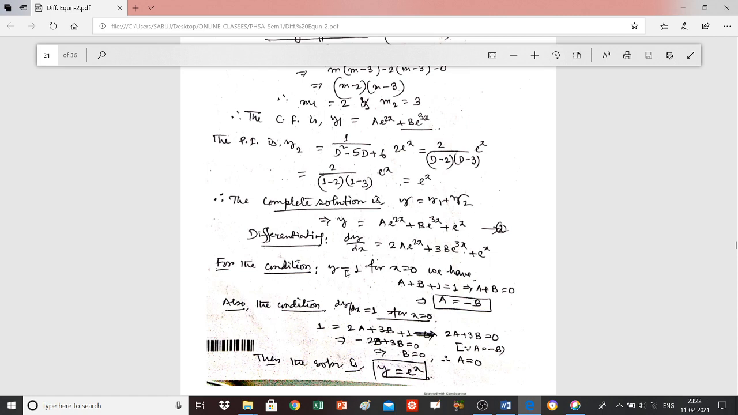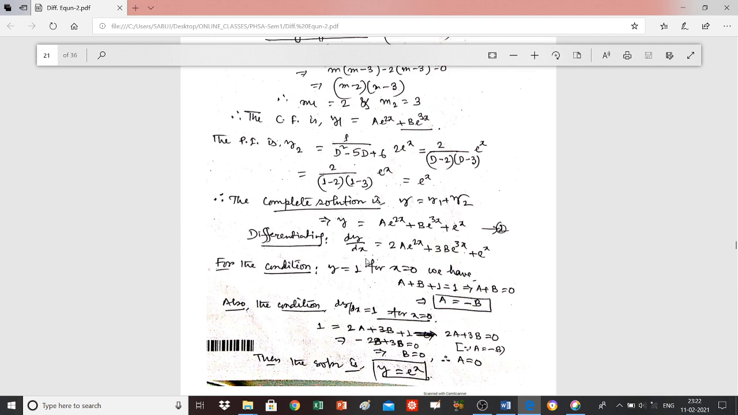Now just impose the boundary conditions. The first boundary condition was y is equal to 1 for x is equal to 0. Just use this condition in this relation. So y is equal to 1 and x is equal to 0, that means a plus b plus 1. So from here a plus b is equal to 0, or a is equal to minus b.